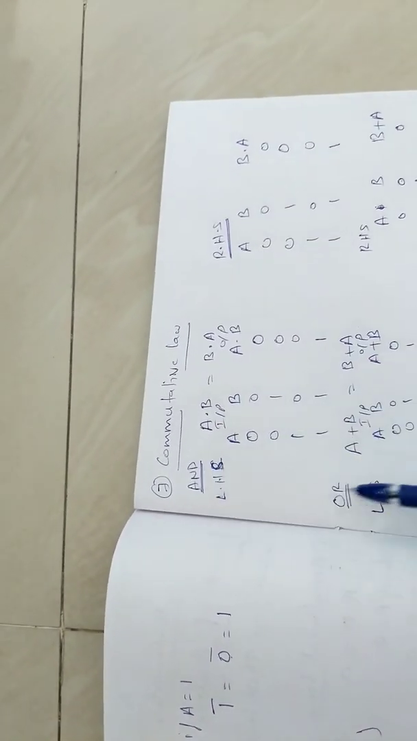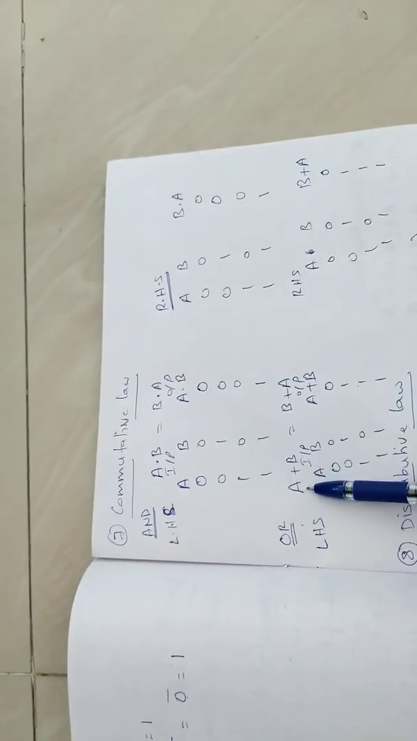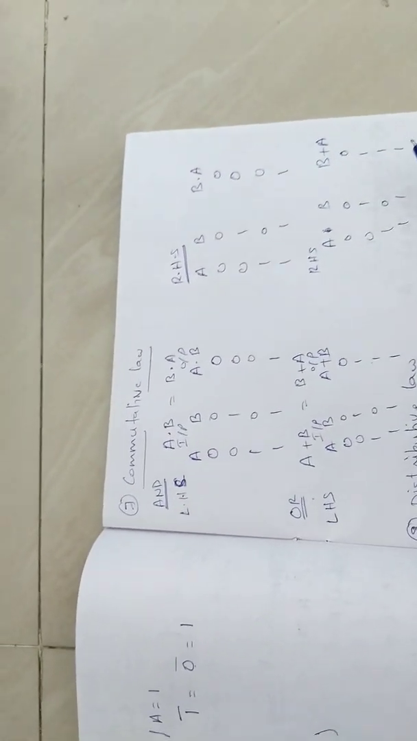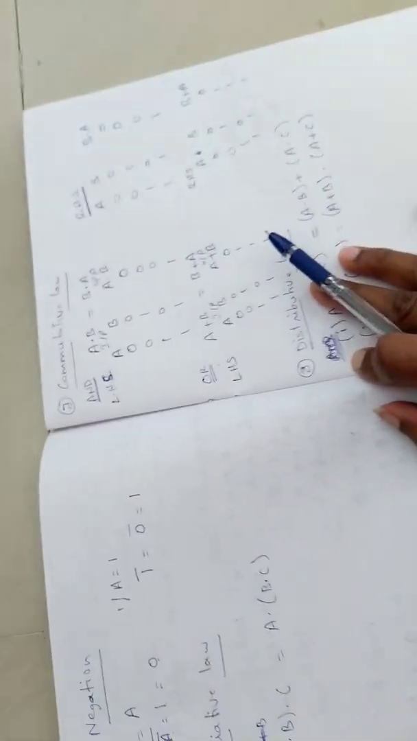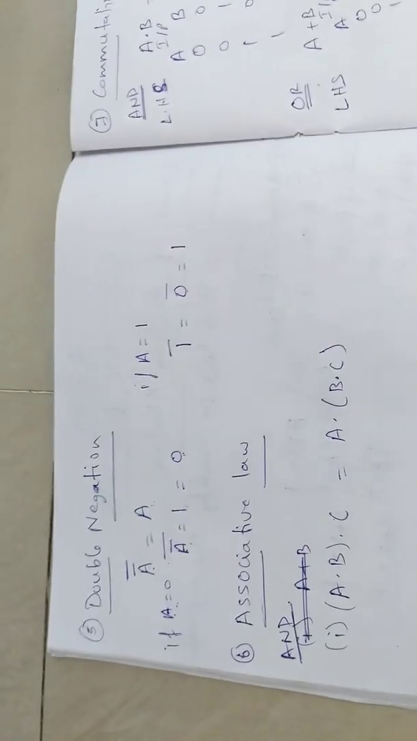Commutative law with your AND, OR. A dot B is equal to B dot A. A plus B is equal to B plus A. So this is your commutative law. Okay. So the next law, let us see. The next law is your associative law.